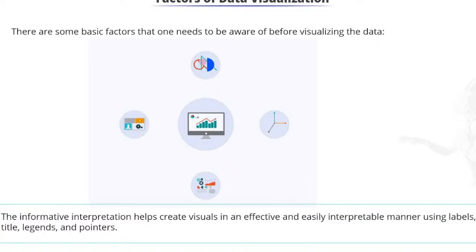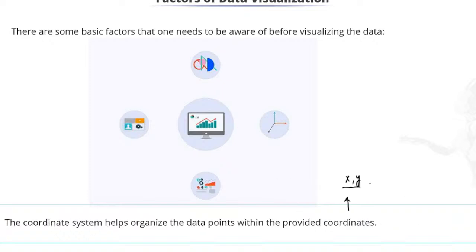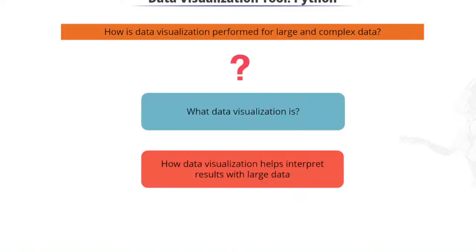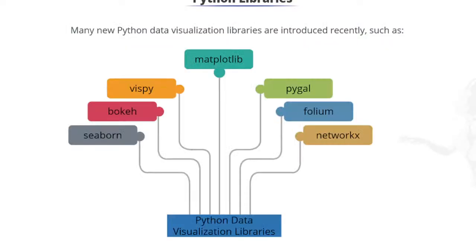Okay, factors of data visualization. Informative interpretation helps to create visuals in an effective and easily interpretable manner using labels, title, legend, and pointers, etc. These are the important factors which you have to take care of, and that is what this session will be all about. Next, the different libraries that support Python.